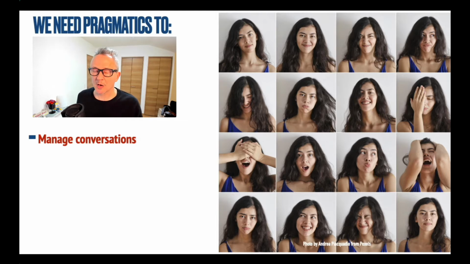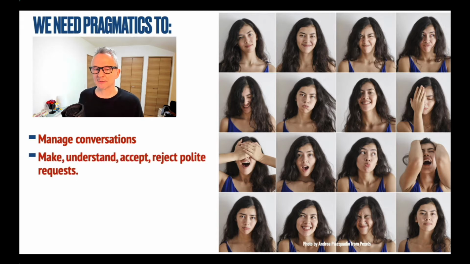I'm sorry, could you say that more slowly and simply, please? That's managing a conversation. We need pragmatics to make and to understand and to accept and to reject polite requests. Could I borrow from you $100? No way. Could I borrow from you? Would it be okay if I borrowed from you $100? Oh, that might be okay. So there's different ways to manage, accept, and reject a request.